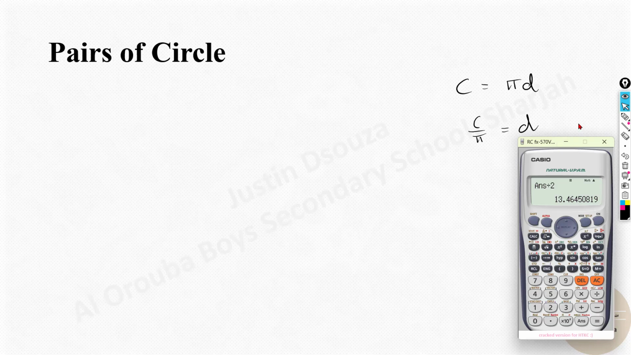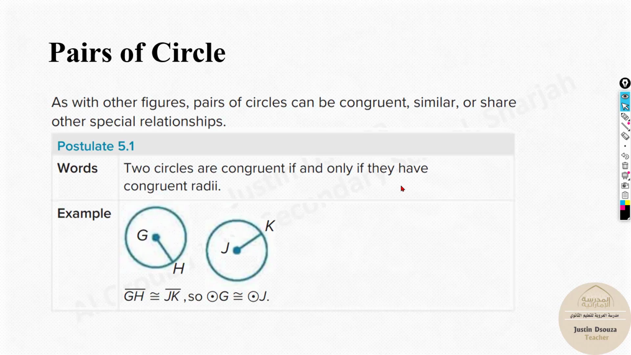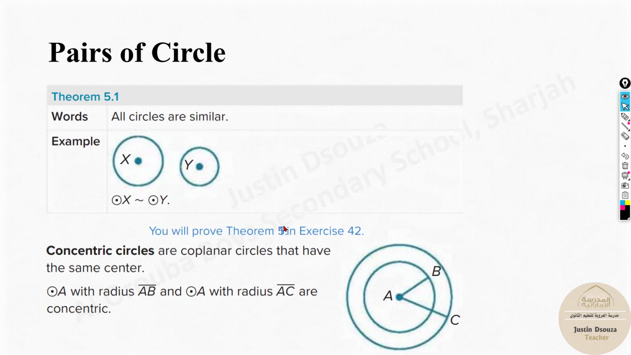Now we will look into the parts of circle. So this is another important thing. Here we have two circles. They look congruent, but when can they be congruent? They are congruent only when the radii are equal. It's not any other way. The radii of both of these circles must be equal. Then they are congruent.